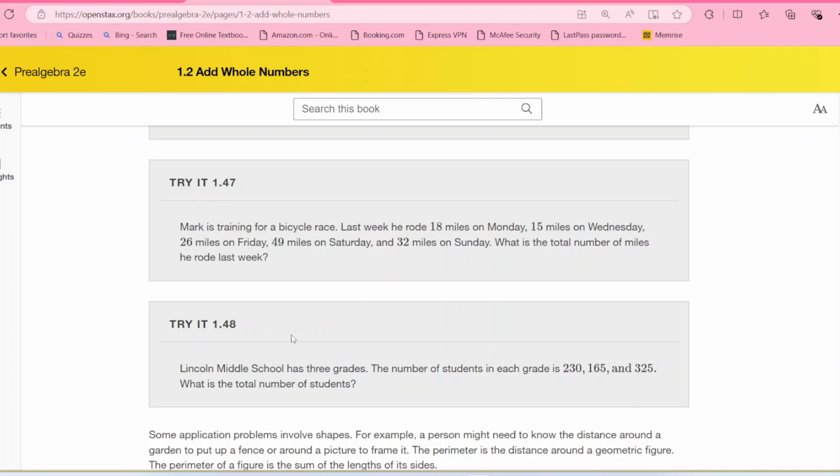All right. So try it 1.47. Mark is training for a bicycle race. Last week, he rode 18 miles on Monday, 15 miles on Wednesday, 26 miles on Friday, 49 miles on Saturday, and 32 miles on Sunday. What is the total number of miles he rode last week?